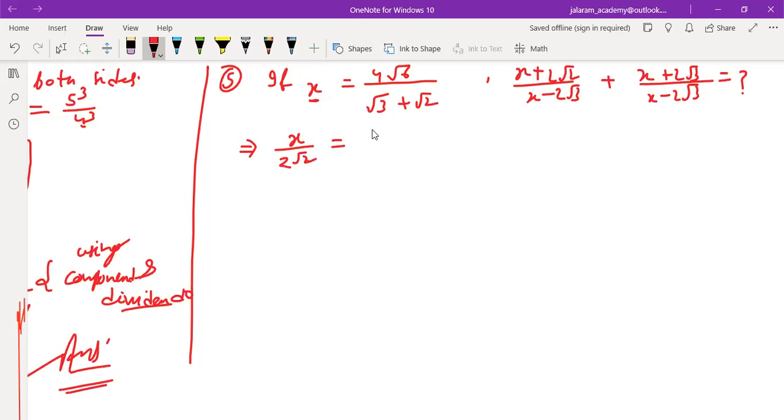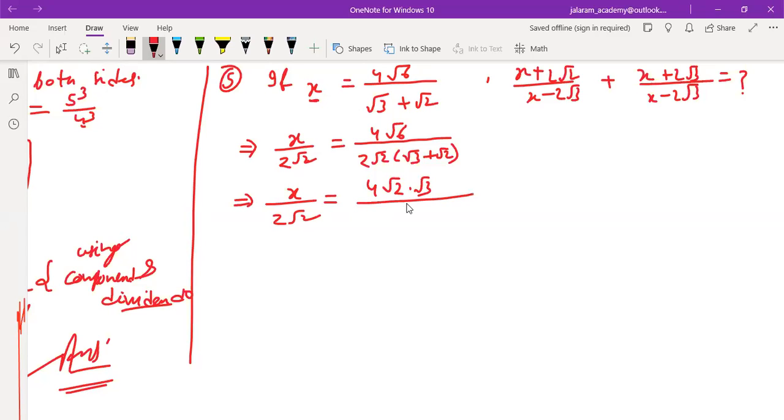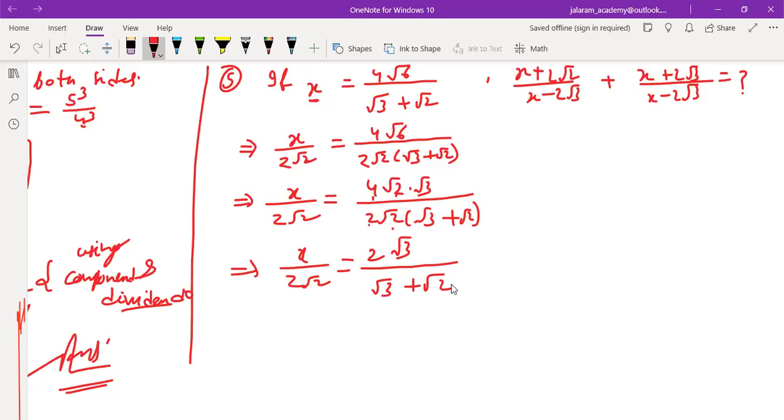So it becomes x by 2 root 2. If we divide the left hand side by 2 root 2, we have to divide the right hand side also by 2 root 2. So on dividing both sides by 2 root 2, we get x upon 2 root 2 equals to, on this side, root 6 means root 2 into root 3 over root 2 into root 3 plus root 2. Now observe, on the right hand side, 2 2s are 4, root 2 root 2 cancelled out, so only root 3 will be there over, in the denominator, root 3 plus root 2.